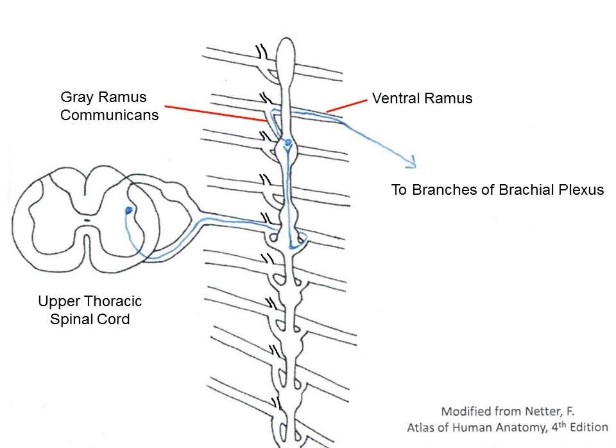The postganglionic neuron is going to leave the sympathetic trunk through a gray ramus communicans, enter the spinal nerve, go to the ventral ramus, and then follow that ventral ramus into the brachial plexus, and then into one of the branches of the brachial plexus that you already are familiar with. The particular branch it's going to follow depends on where it is going.